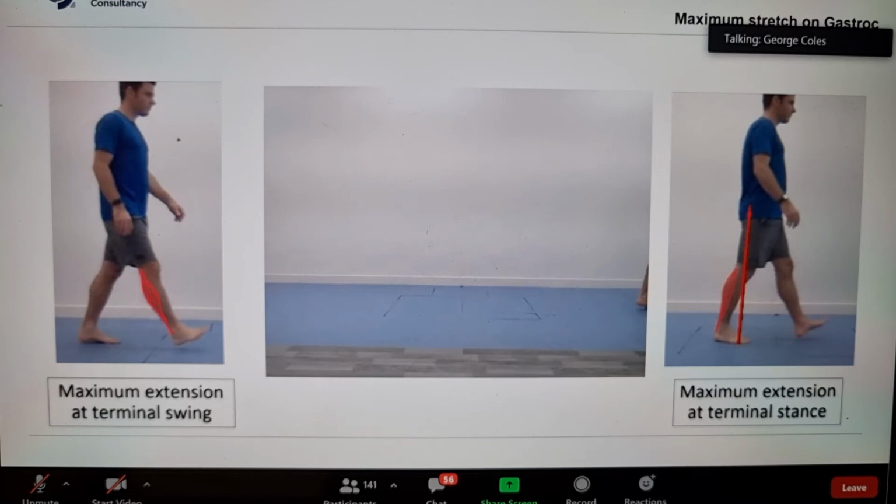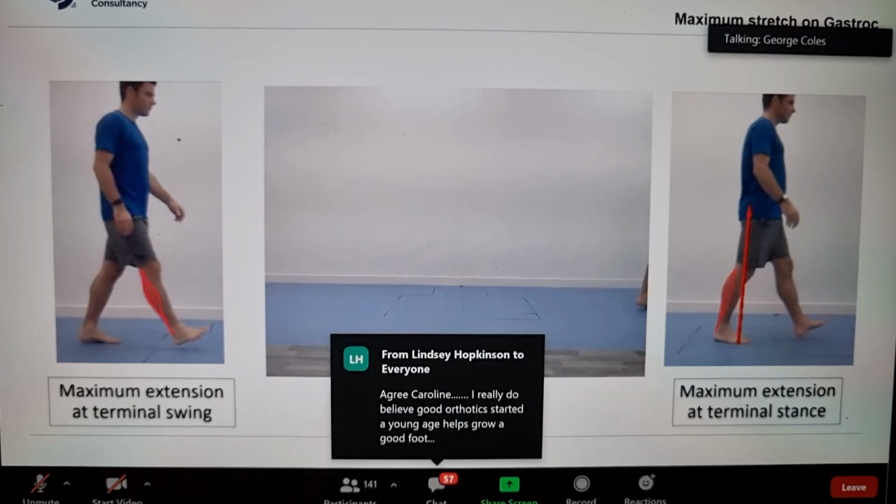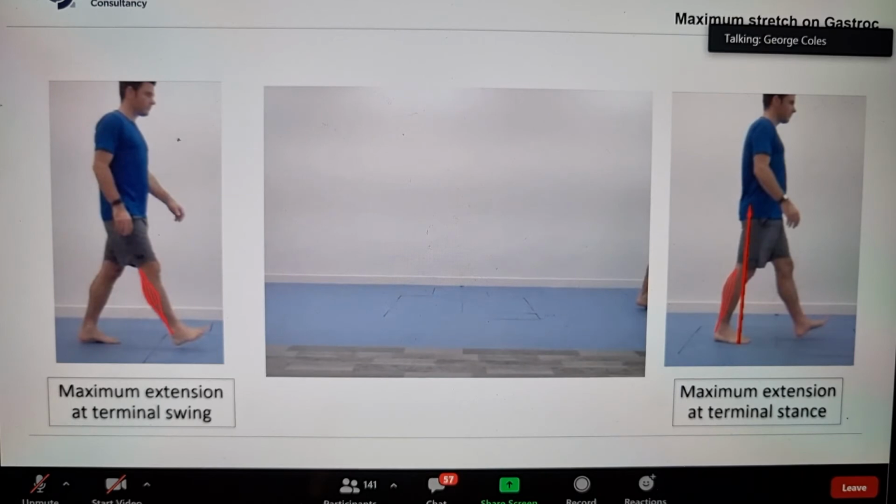And so we have two points. We have maximum extension at terminal swing, just before his heel hits the ground. This is very patient dependent. It really depends on how they are, what they're doing. And the maximum extension at terminal stance. That red line is the ground reaction force, the reaction force due to gravity, due to his weight line. In the picture on the right, he's essentially doing a lunge at that point. So he is stretching his gastroc, his hamstrings, and his hip flexors, all because that arrow is in the correct position.